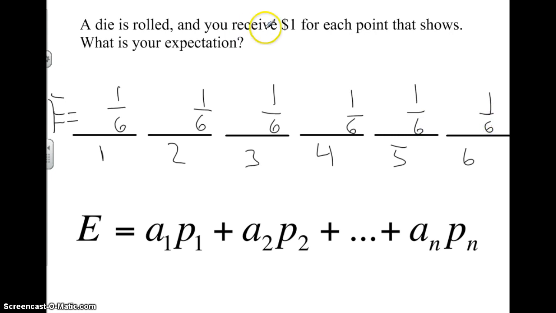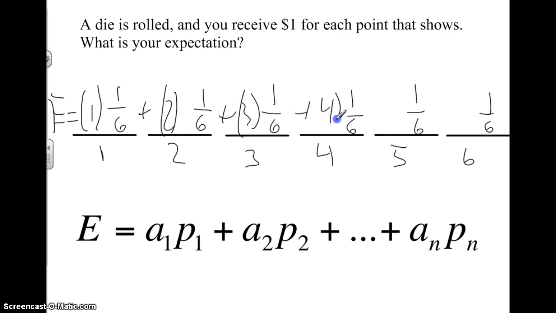And since we earn $1 for each point on the rolls, there's 1 point here, so you'll earn $1. You'll earn $2 here, and so forth.